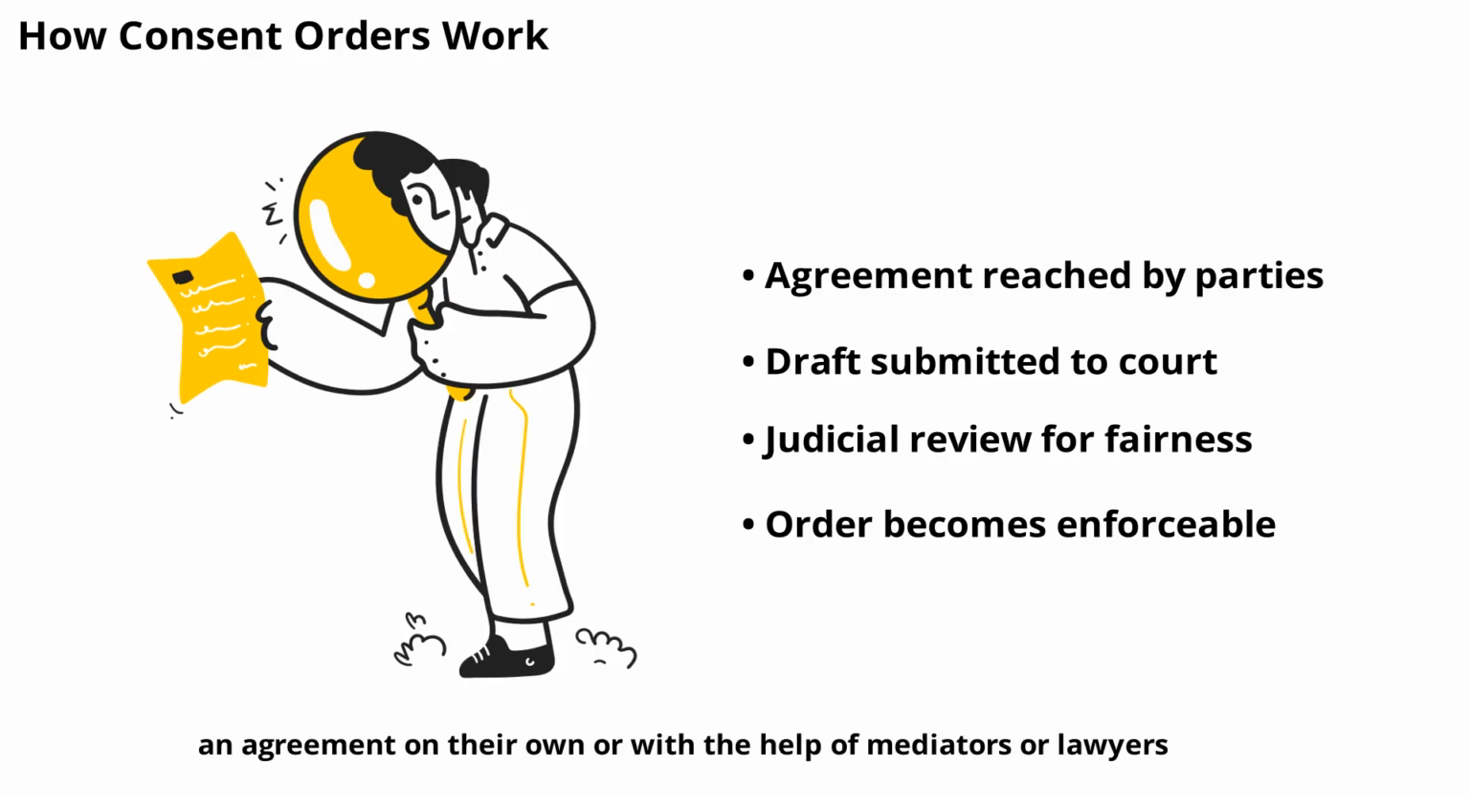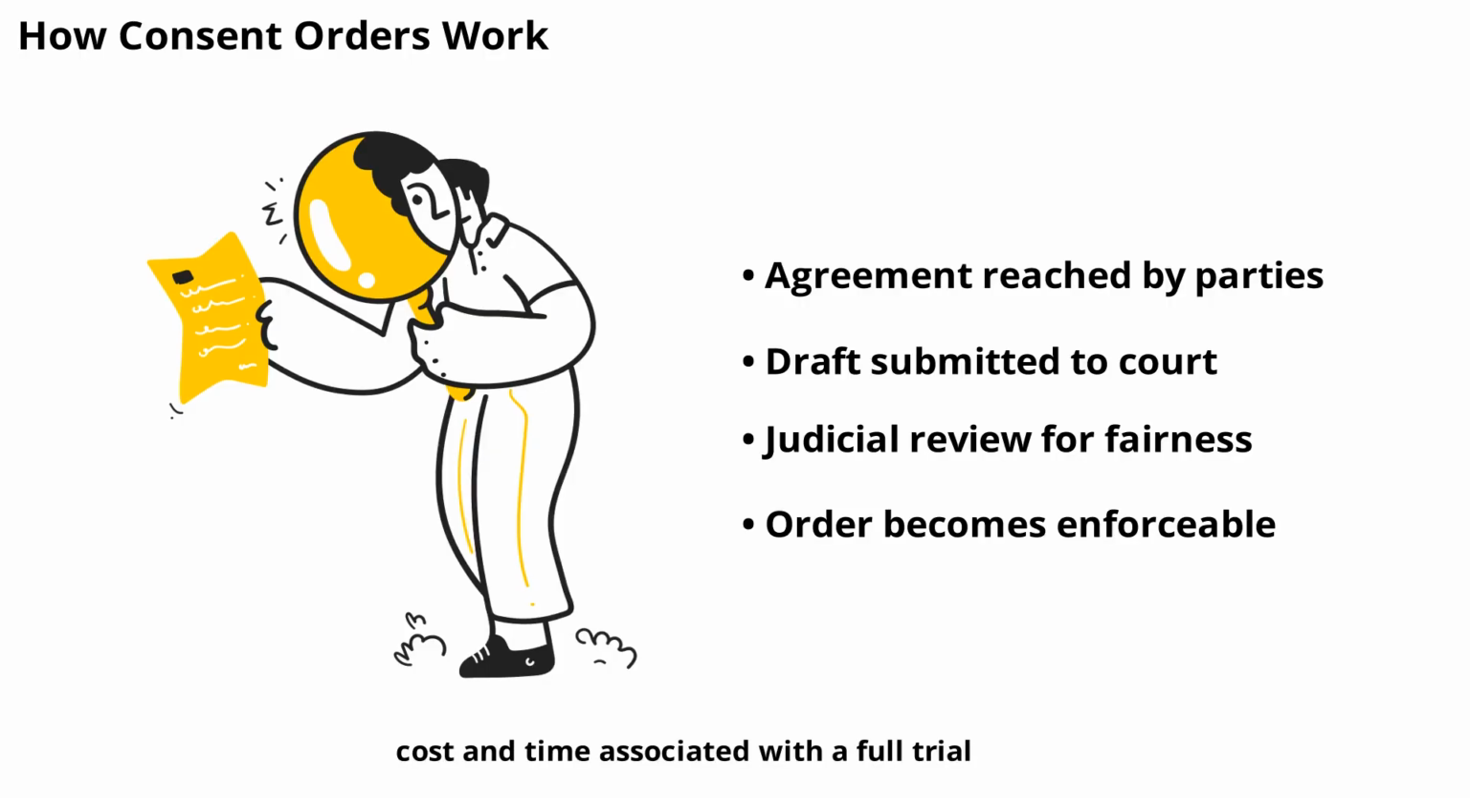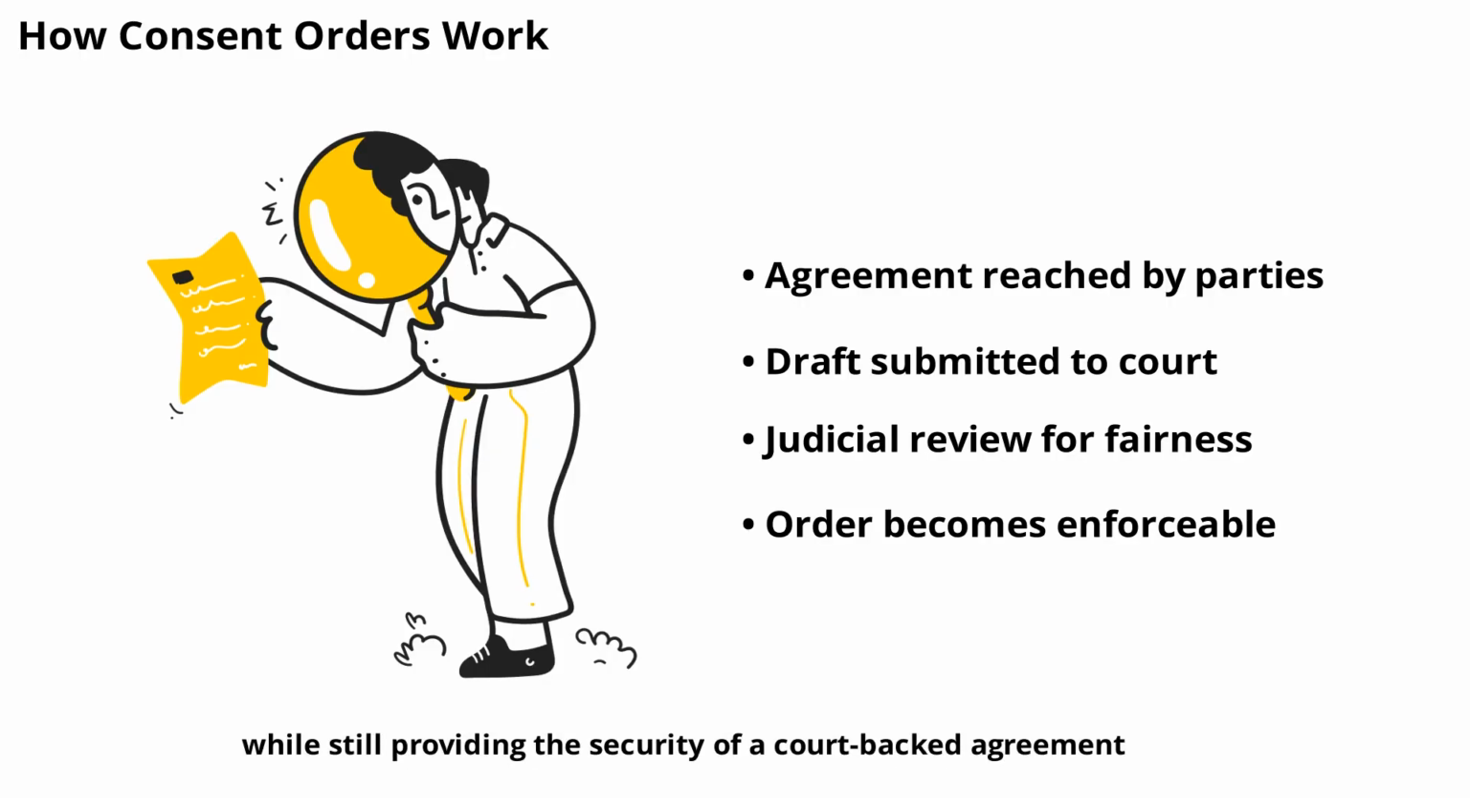The process of creating a consent order usually begins when two parties reach an agreement on their own or with the help of mediators or lawyers. They then draft the terms of their agreement and submit it to the court for review. The court examines the proposed order to ensure it's fair and lawful. If everything checks out, the judge will approve the order, making it legally enforceable. This process helps avoid the stress, cost, and time associated with a full trial, while still providing the security of a court-backed agreement.